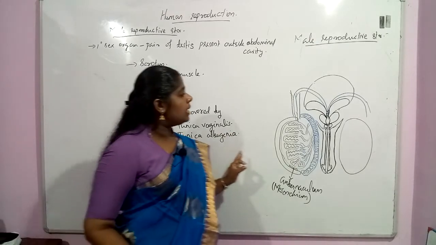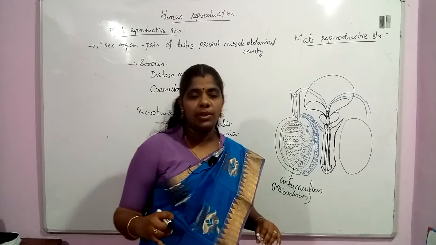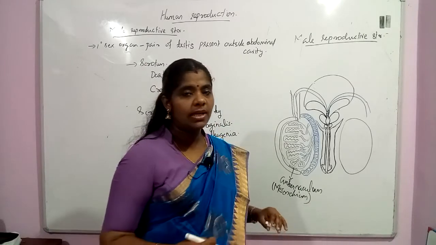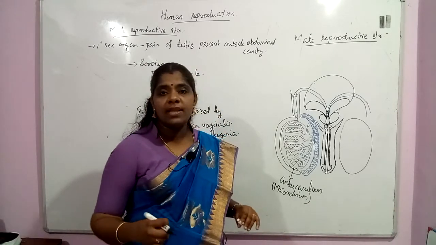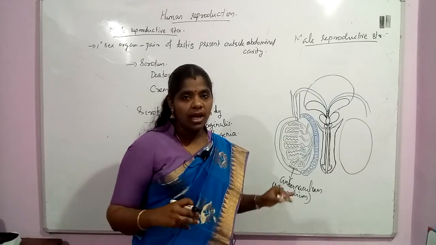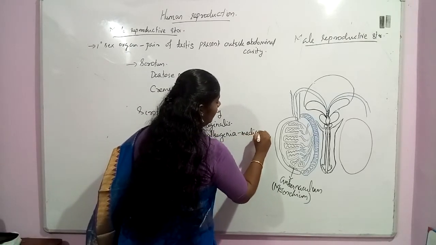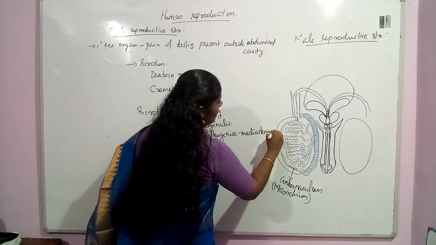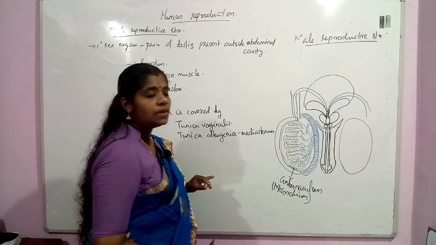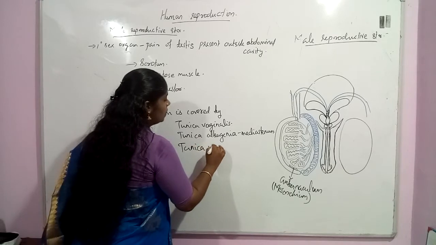Tunica albuginea will be thickened in the posterior region. That is called the mediastinum of the testis. And we can see the innermost layer is called the tunica vasculosa.